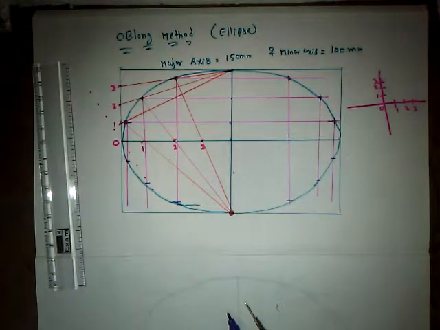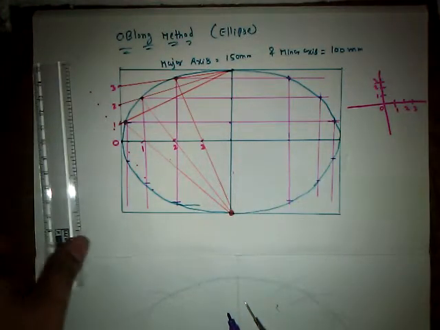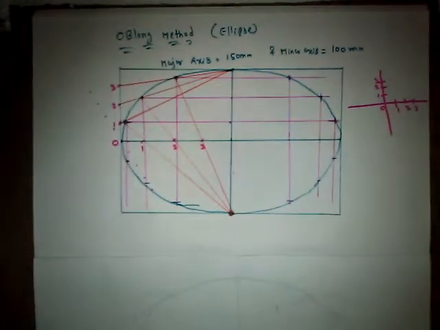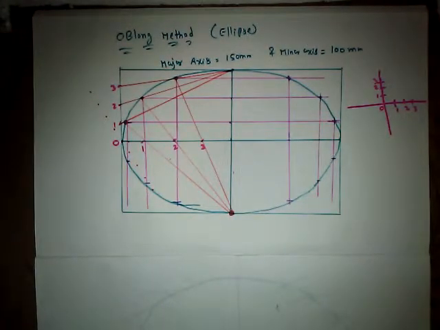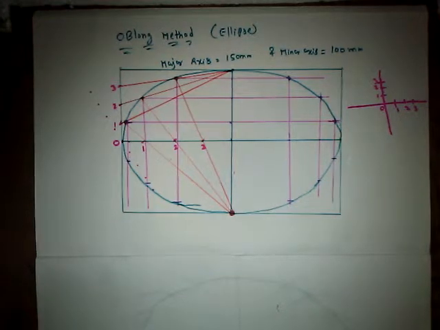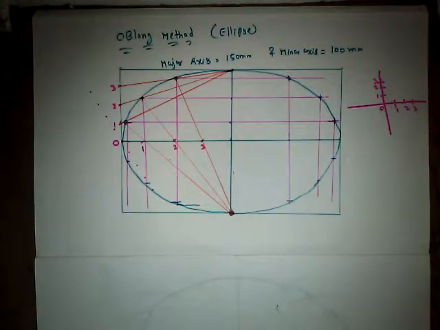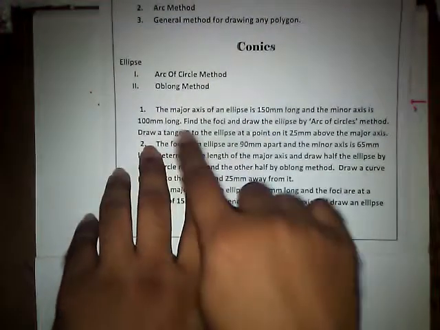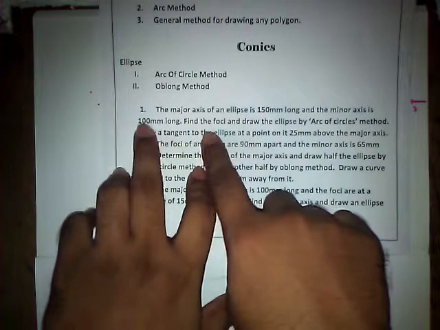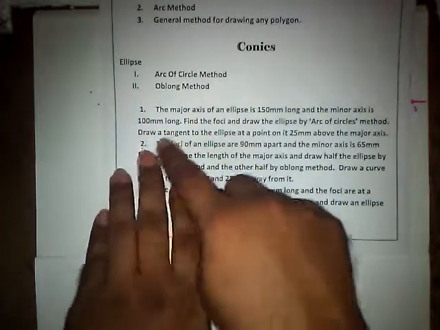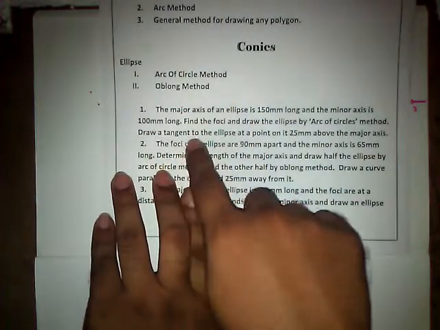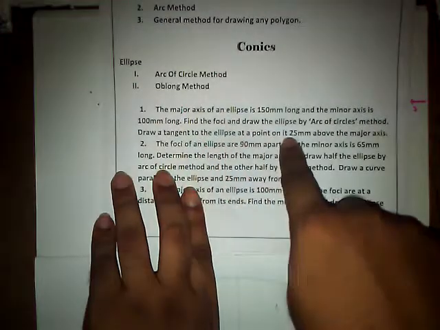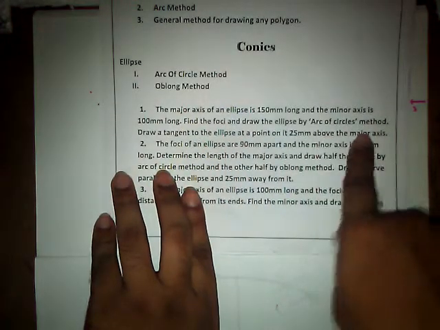So finally we are done with the construction of the ellipse by using the oblong method as well as the arc of circle method. Now we shall draw the tangent as we have seen in the previous question. Let us see the question once again. So we see the question over here. Major axis 150 mm, minor axis is 100 mm long, and here we had a question to draw a tangent to the ellipse at a point on it at 25 mm above from the major axis.